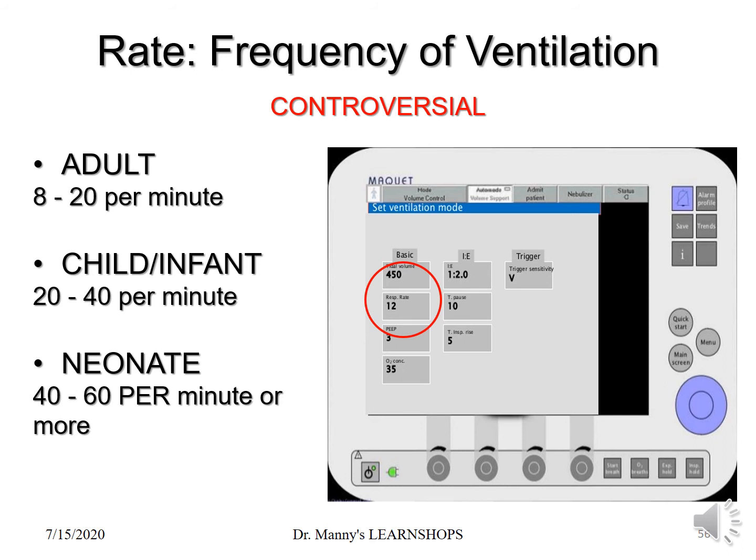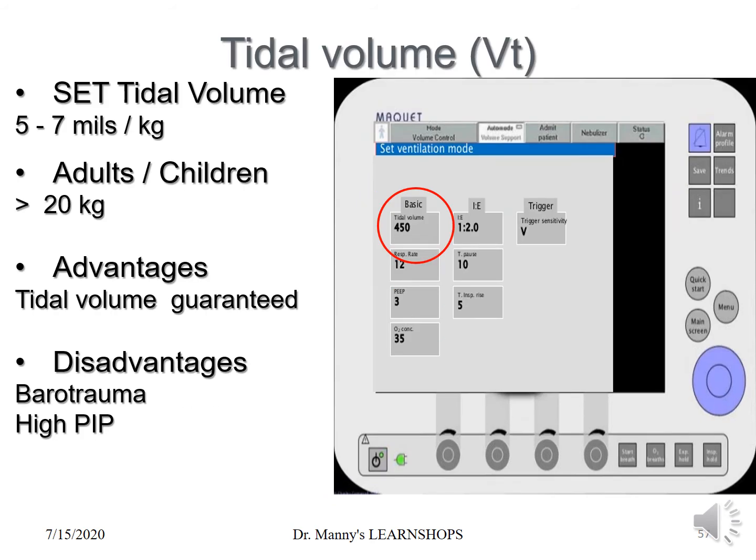If we look at the frequency of ventilation, or how often we're going to provide a breath, it's controversial. So depending on the patient population, adult, pediatric or neonate, it varies. But typically an adult may be set between 8 and 20 breaths per minute, a child or infant between 20 and 40 breaths per minute, a neonate between 40 and 60 breaths per minute. But it depends. The tidal volume is typically set between 5 and 7 mils per kg for adults and older children weighing more than 20 kilograms.